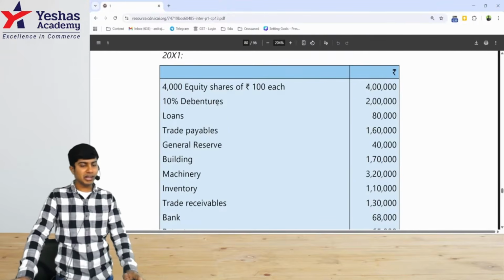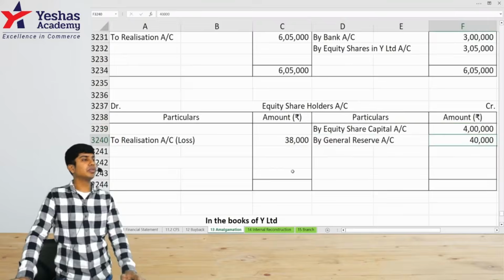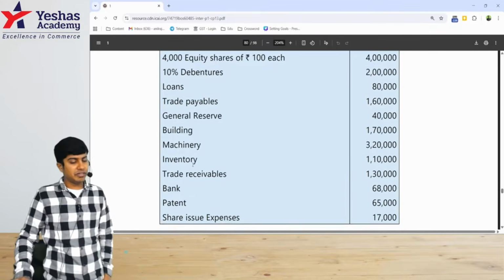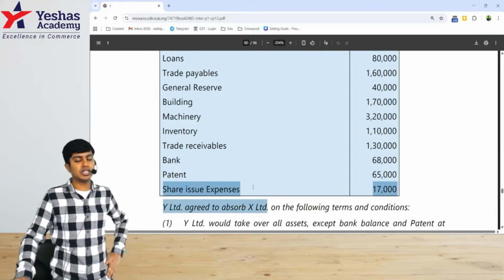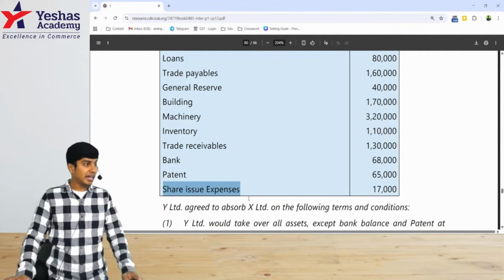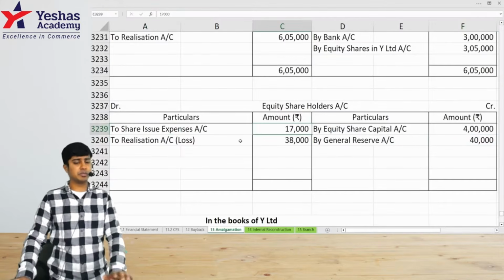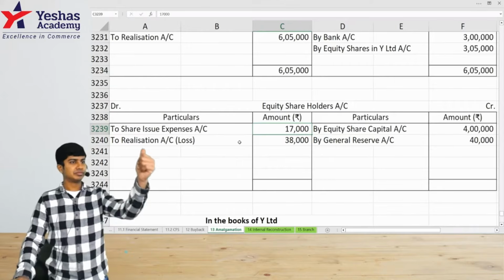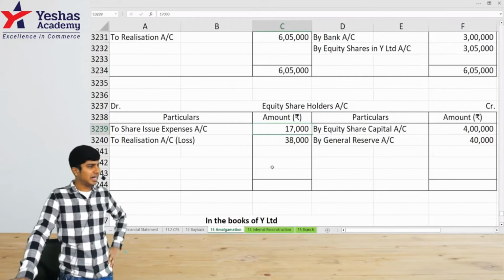We are supposed to pay them: debentures, loan, trade payables, general reserve 40. Then building, machinery, inventory, trade receivable, bank, patent, share issue expenses is accumulated losses not written. This has debit balance. This has to be credited. Entry will be shareholder account debit to share issue expenses 17. Did everyone get it?